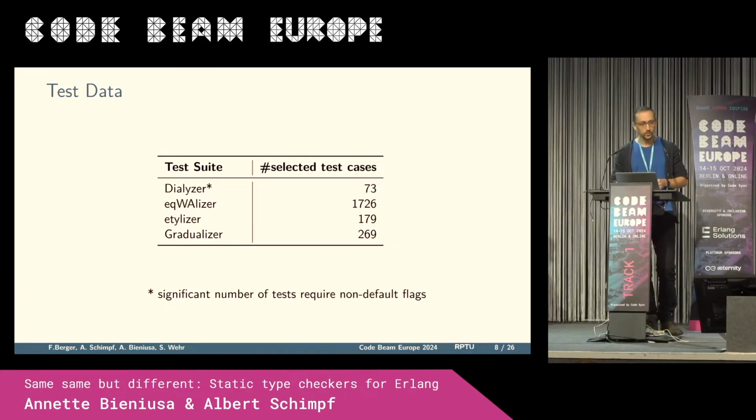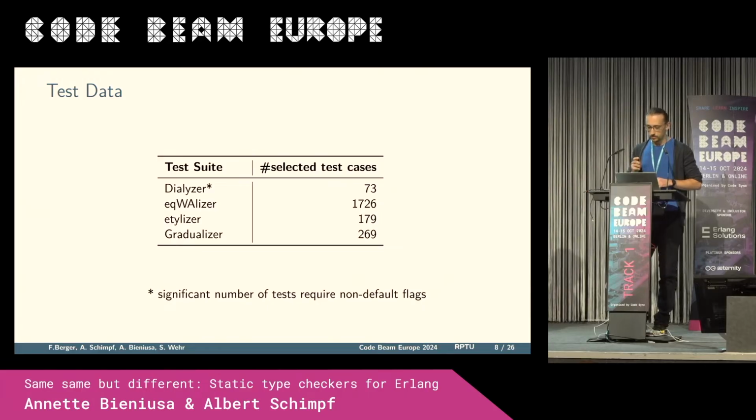eqWAlizer is the most well-tested tool, I would say. It has a lot of test cases for almost all constructs, so we managed to extract quite a lot of test cases out of that, which you also have to keep in mind for later. It will bias the results a bit. And a few hundred test cases for etylizer and Gradualizer, which is okay, I guess, for language coverage.